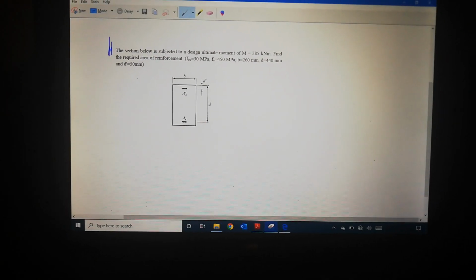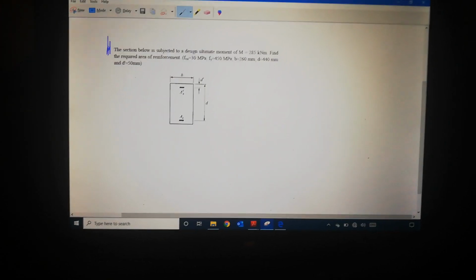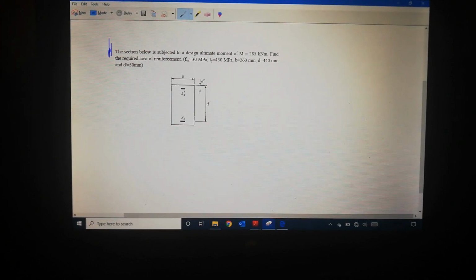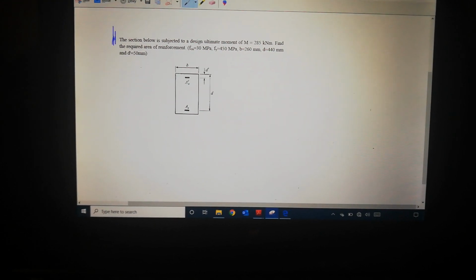Hello guys, this is the second tutorial. So now we are going to look at what happens when you are required to include compression reinforcement in your design. We are given that the design ultimate moment is 285 kilonewton meter, and we are required to find the area of reinforcement given the same information we had from the previous example.